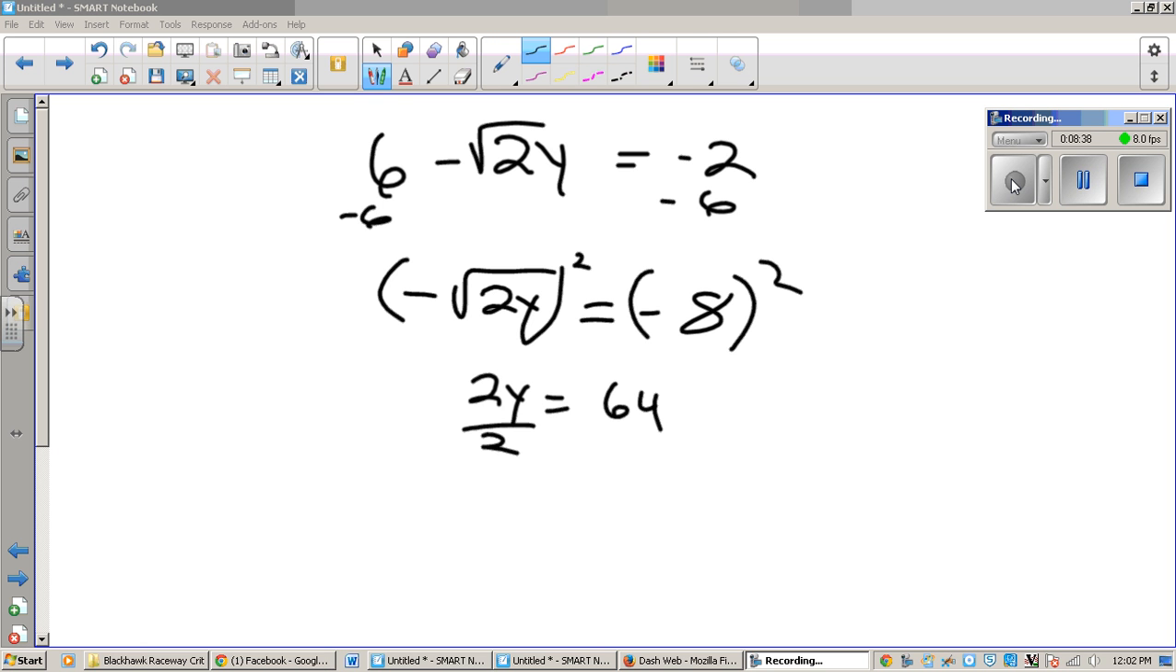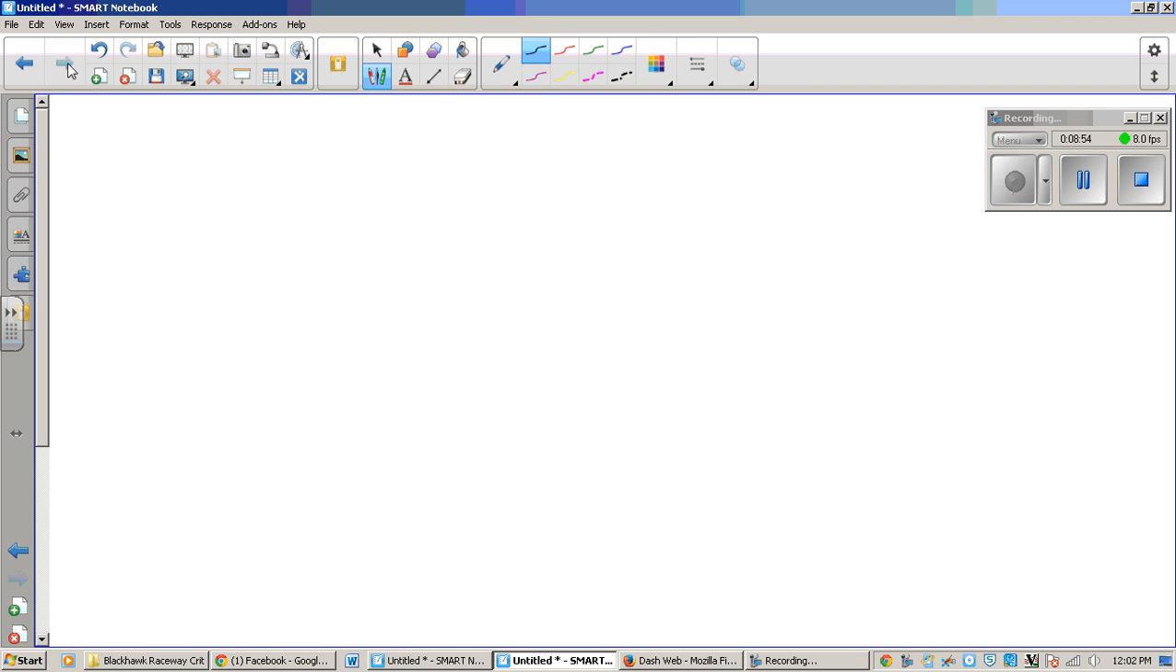So I divide by 2, and I've got y equals 64. Oh, excuse me, 32. Okay, so you'll get to practice some of those on your homework tomorrow. But we go to our next secret word, which is 2. So be sure to.